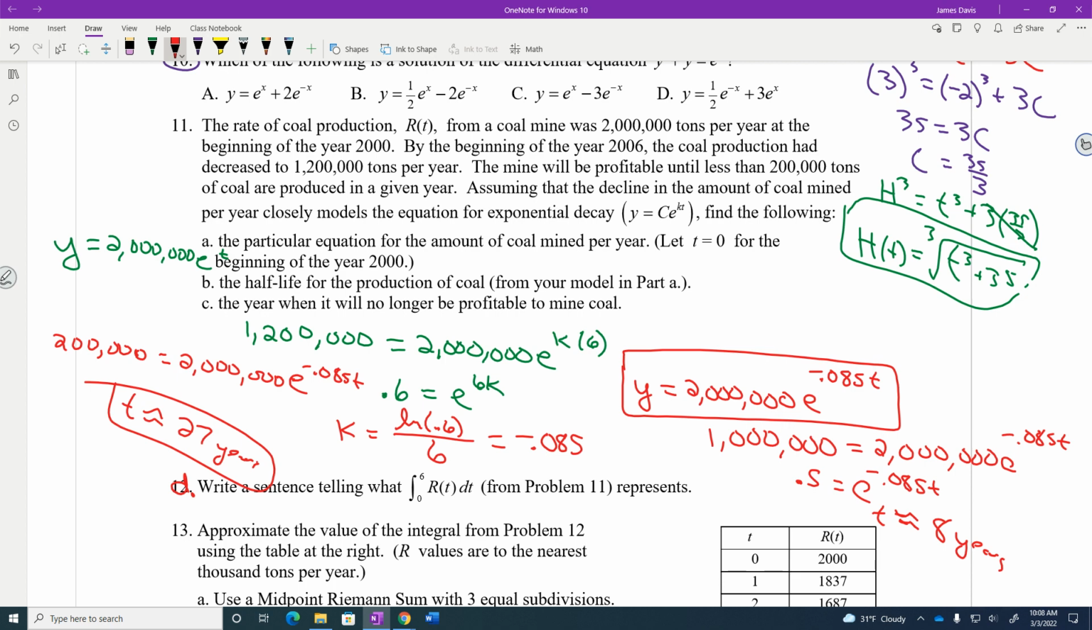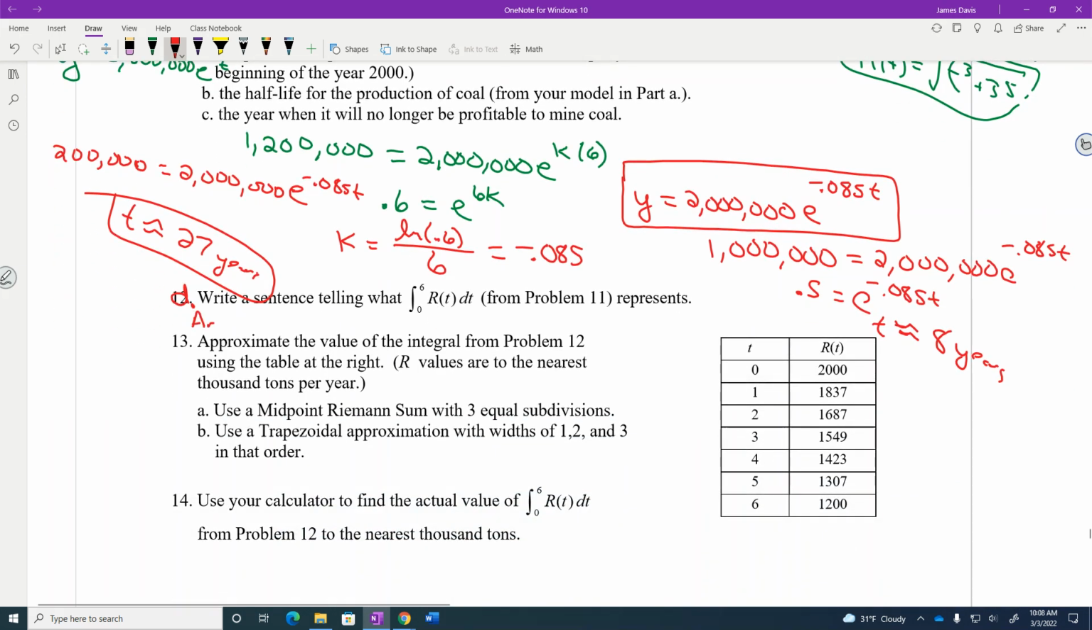So this represents the rates, right? This is a rate of change, okay? And if we integrate a rate of change, then we get an amount. And so the amount from 2000 to 2006: amount of coal mined from year 2000. And make sure you don't say from year 0 to year 6. That would be incorrect. It's year 2000 to 2006.